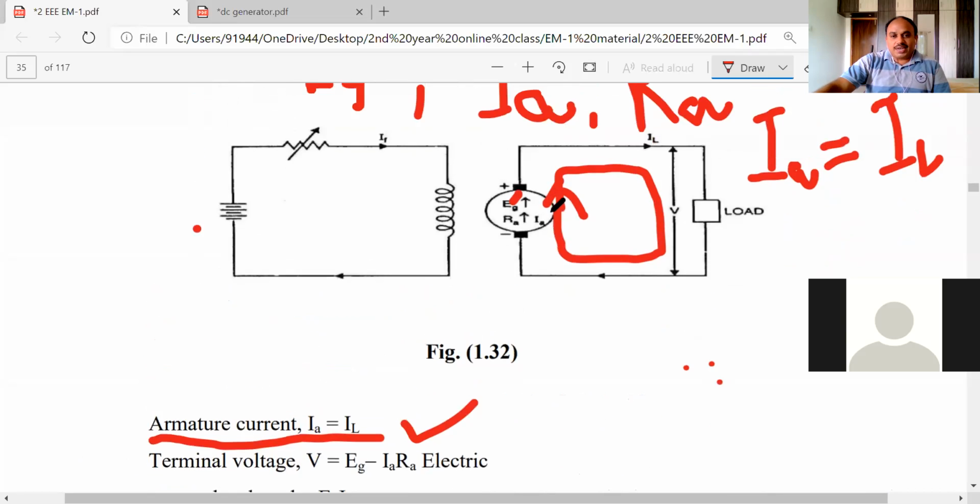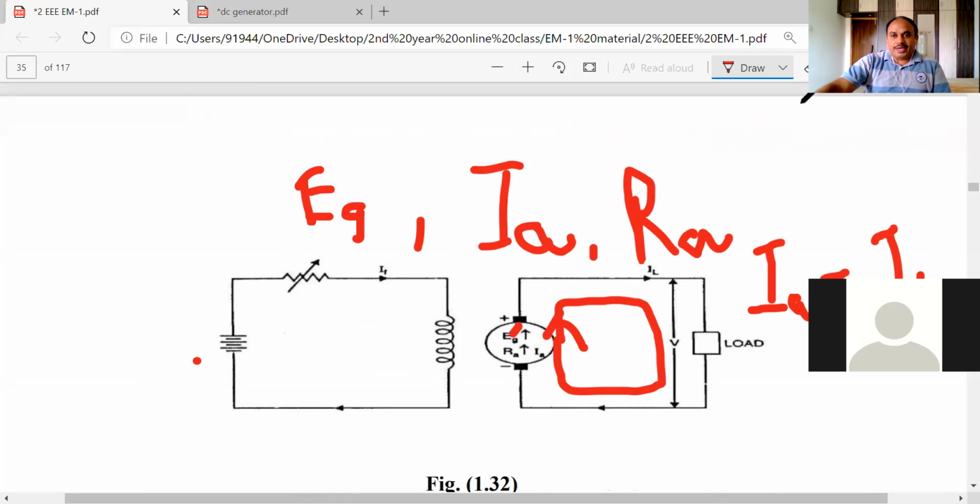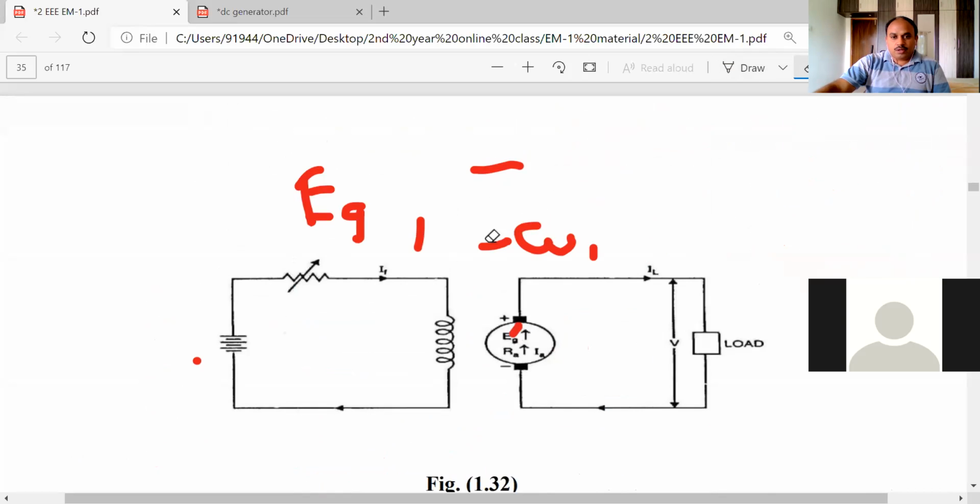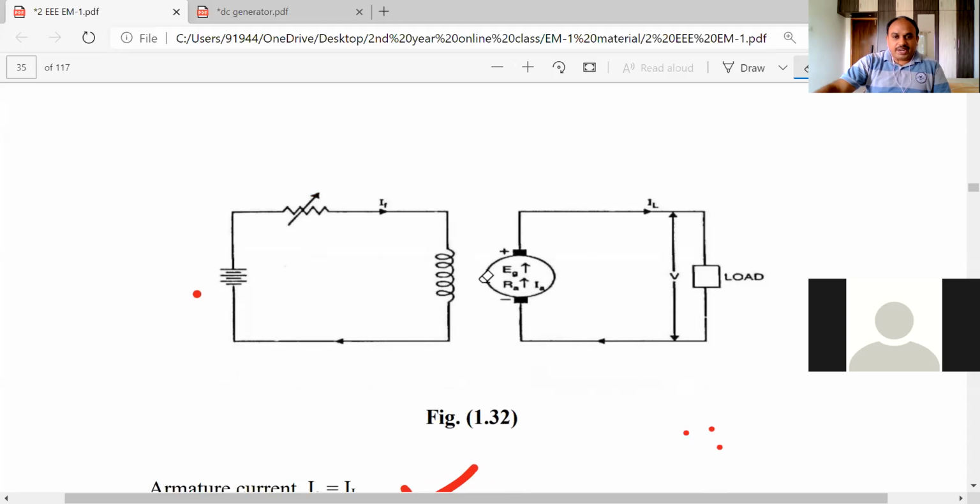Next, voltage is generated here in the armature circuit. The generated voltage is transferred to the load. That means Eg equals the voltage V across the load, plus the drop in the armature. Eg is the generated EMF, and V means the voltage across the load.